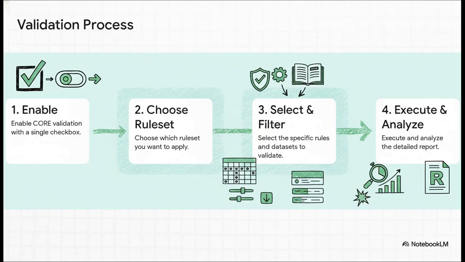It's literally 4 steps. Step 1, you enable core validation with a single click. Step 2, you choose which of those 3 rule sets you want to use. Step 3, you get this great dialog where you can pick exactly which data sets and even which specific rules to run. And finally, step 4, you run it and get a super detailed report.